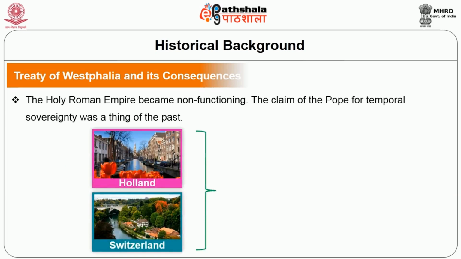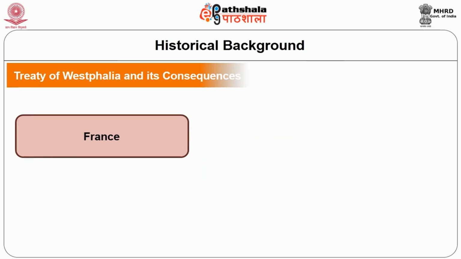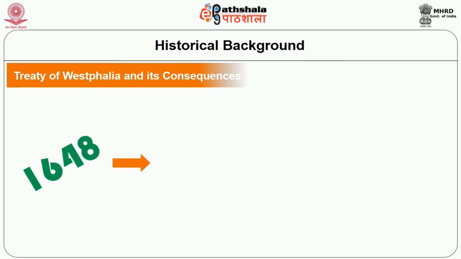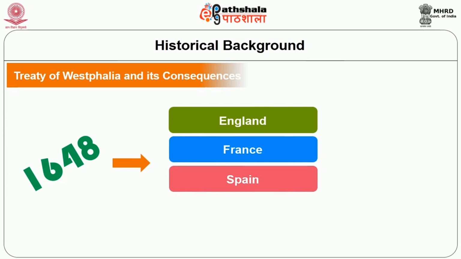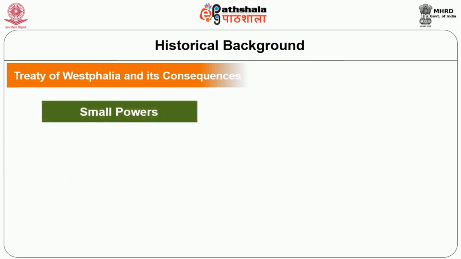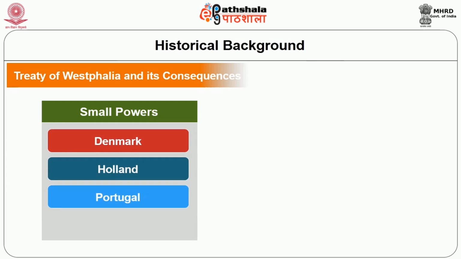Holland and Switzerland were recognized as republics. France and Sweden were territorially expanding, and so was the Kingdom of Prussia. As of 1648, England, France, Spain, and Sweden were considered great powers. Small powers included Denmark, Holland, Portugal, and Switzerland.